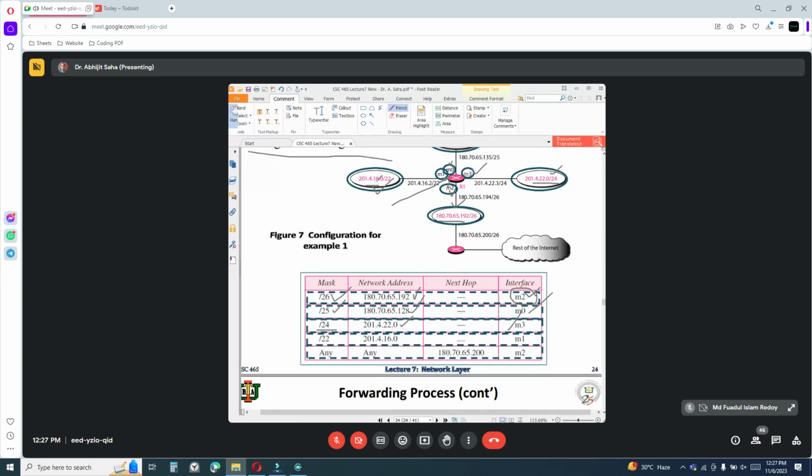The next one left is slash 22, so the network is 2014.16.0. You can see that this network can be directly reachable from R1. So that is the M1 interface you are writing. There is no next hop, because you can directly reach the network from R1.